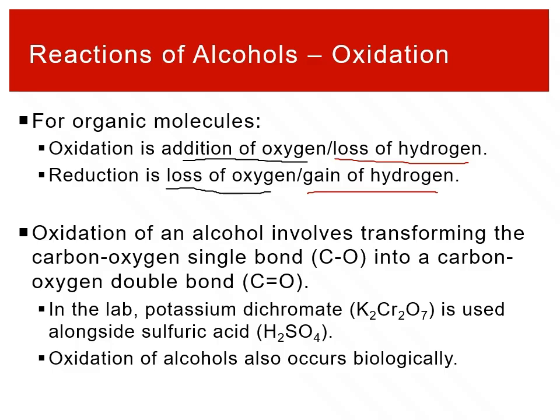And so when you're oxidizing an alcohol, functionally what happens is the carbon-oxygen single bond becomes a carbon-oxygen double bond. So that is the sign of what we're looking for in oxidation of alcohols. In the lab, when we're doing this, we use some pretty gnarly reactants, potassium dichromate with sulfuric acid. This is pretty unpleasant conditions. It's very reactive. Alcohols aren't super reactive.